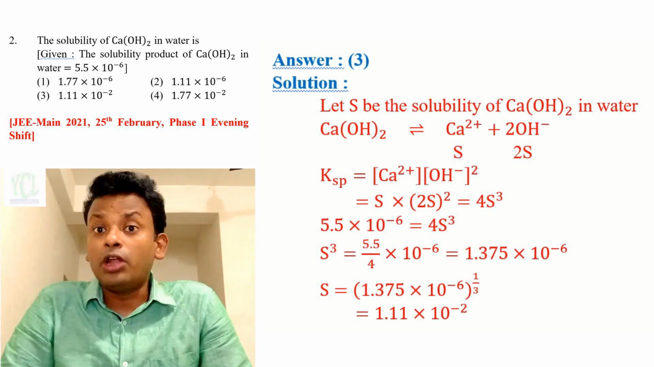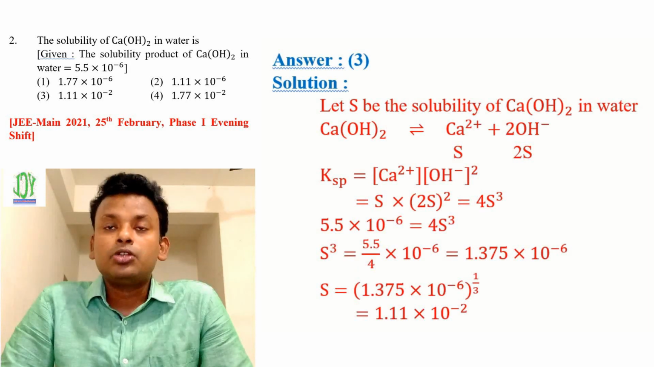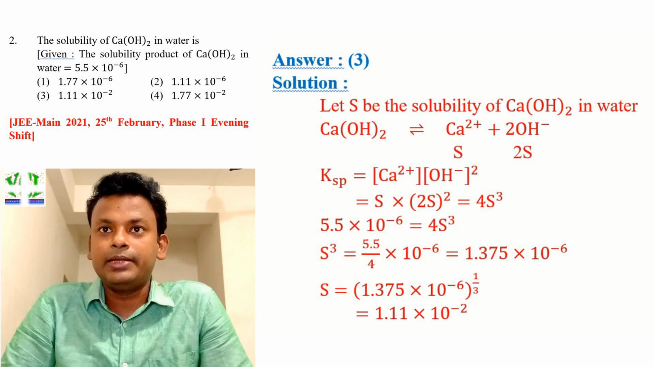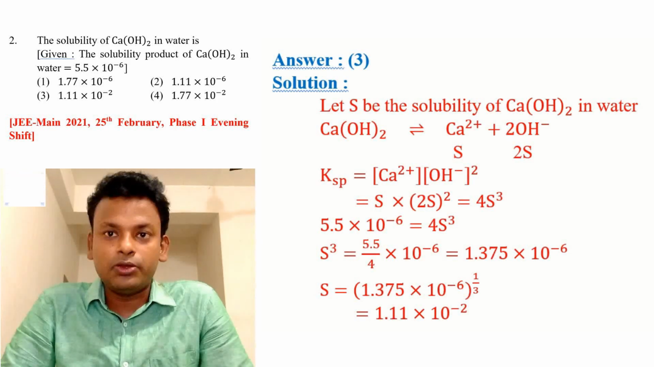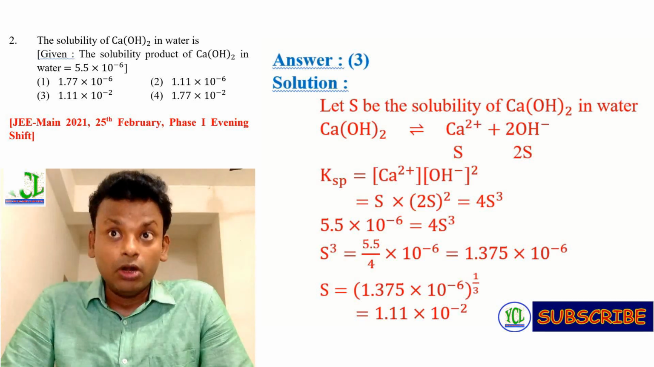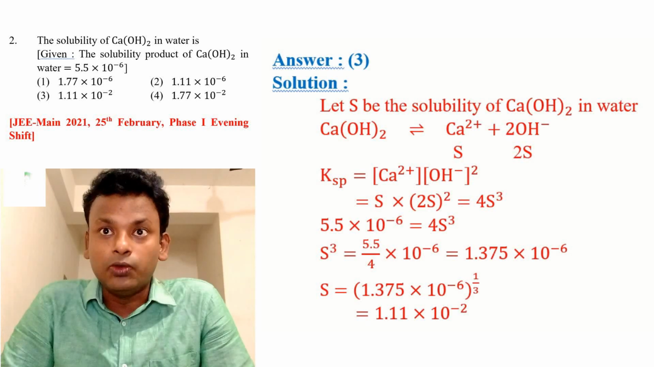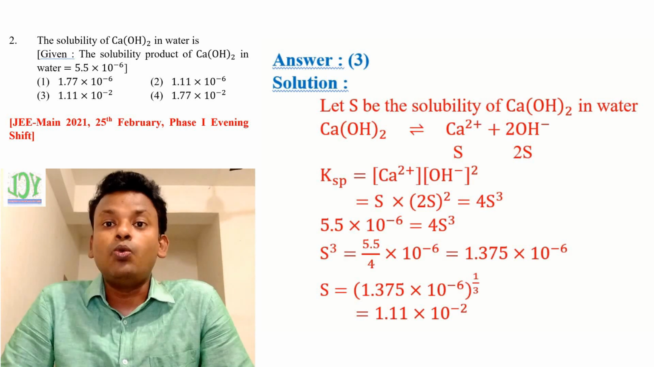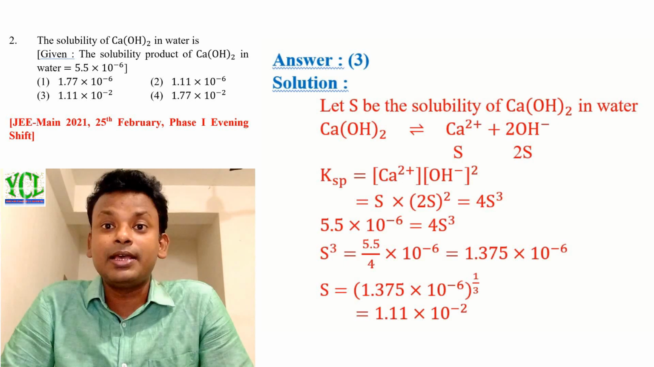Let the solubility of calcium hydroxide in water be S. We know that calcium hydroxide dissociates into Ca2 positive plus 2OH negative, so the concentrations are S and 2S, and Ksp equals concentration of Ca2 positive into OH negative whole square. So S into 2S square equals 4S cube. Putting in all the values gives S equals 1.11 into 10 to the power minus 2. So option 3 is the right answer.